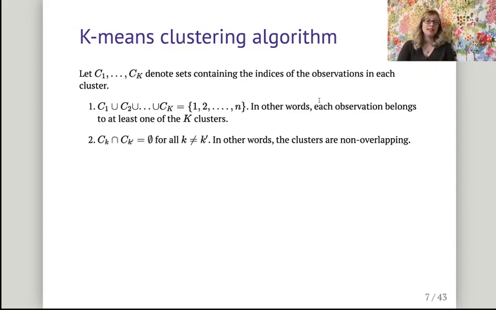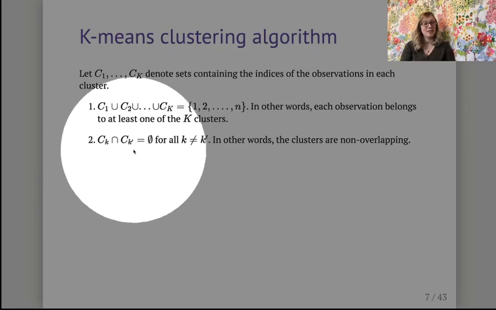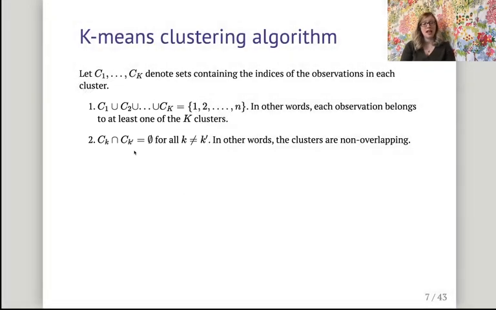So here's the basic algorithm. We're going to let C1 through CK represent different sets containing the indices of the observations in each cluster. In other words, we're going to take each observation and assign it to one of the K clusters. Further, we're going to force each of these clusters to be disjoint or non-overlapping. In other words, the intersection of cluster K and cluster K prime is the empty set or the null set.